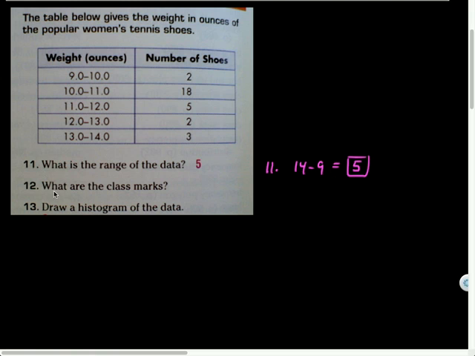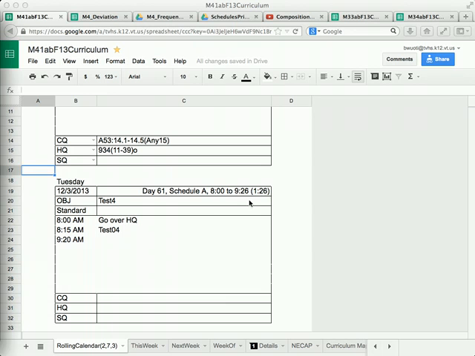If I was interested in problem 12, like what the class marks were, that's the midpoints of each class. So the class marks, what did we refer to them as? Did we use xi for the class marks? I think. So this would be like 9.5, 10.5, 11.5, and so on, for the class marks. And then drawing a histogram. A histogram is a bar graph of a frequency distribution.